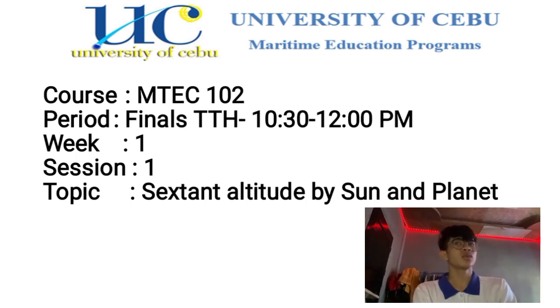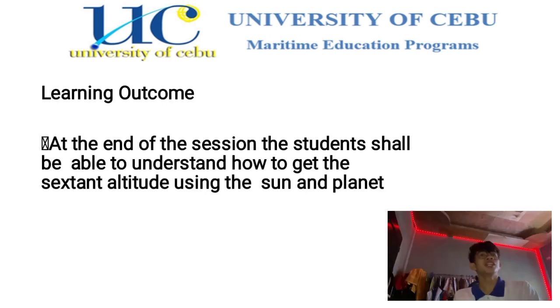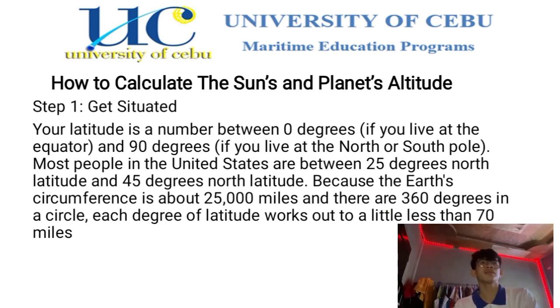Week 1, Session 1, topic is sextant altitude by sun and planet. Learning outcomes: at the end of the session, the student shall be able to understand how to get the sextant altitude using the sun and planet. So how do we calculate the sun's and planet's altitude?